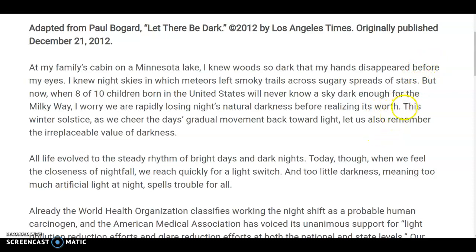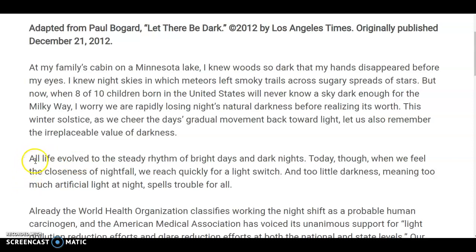the last line of the intro paragraph. "This winter solstice, December 21st, as we cheer the day's gradual movement back toward light" because remember on December 21st, the days get a little bit longer, "let us also remember the irreplaceable value of darkness." So this thesis statement right here at the end of the intro is telling us that this paper is going to be about Bogard persuading his audience that he wants to value darkness.